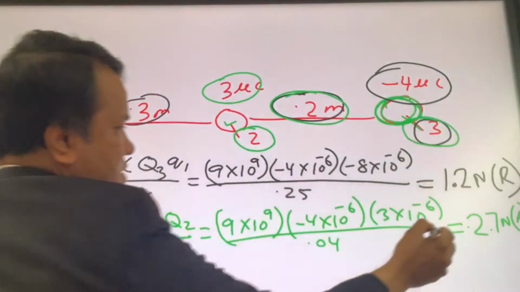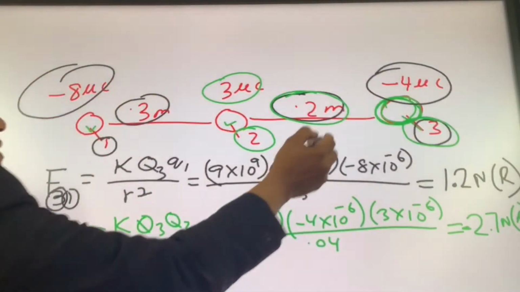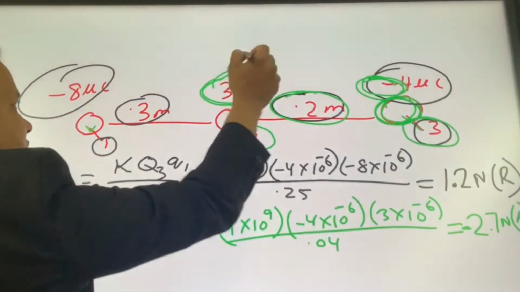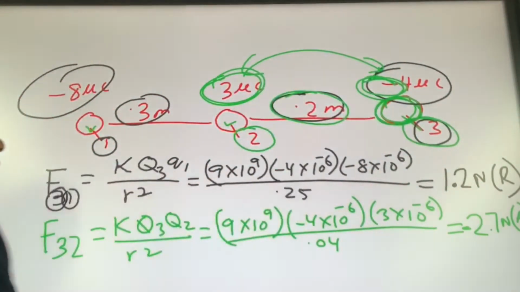Because this, let's put negative here. Why attractive? Because this is positive. Because this is negative, this is positive, they attract each other. Okay. Now we're going to find the net. So what is the net electrostatic force?